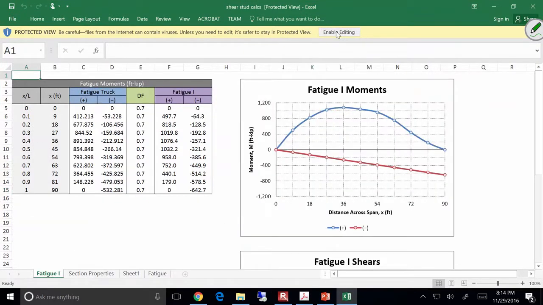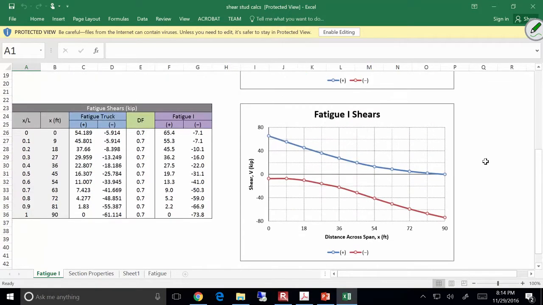Let me pull this up real quick. So this is the set of fatigue moments for that bridge. We looked at that a little bit ago, right? Remember, we were trying to find the fatigue moment right here for where that cross frame was. You remember that? Okay, well, those are the fatigue 1 moments.